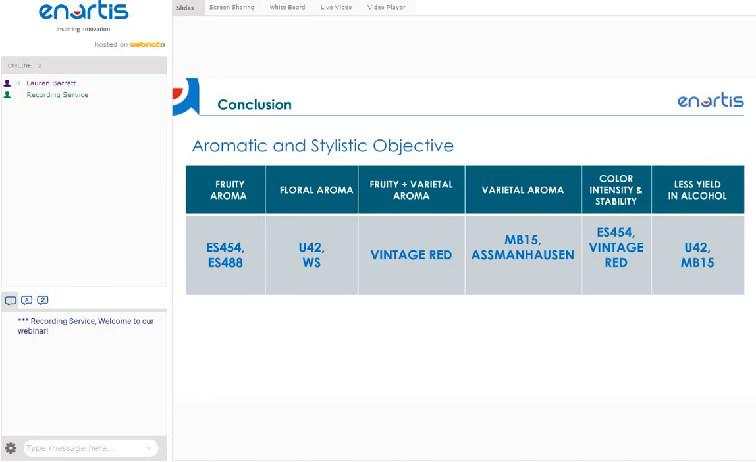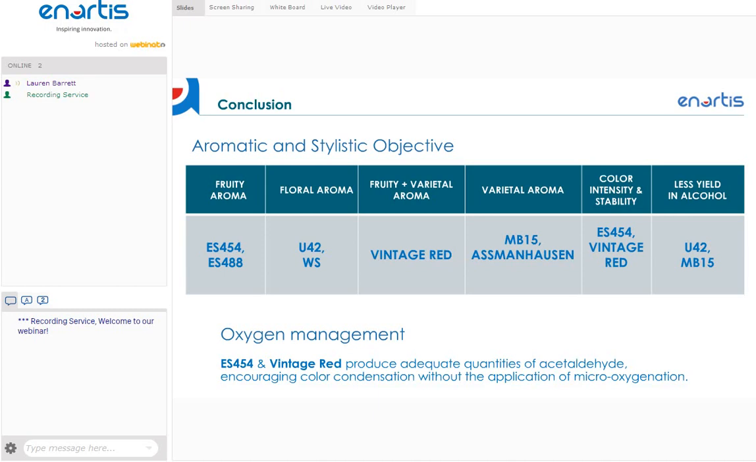Another important consideration is oxygen management, and some producers are applying micro-oxygenation. One thing I wanted to point out is that with ES454 and Vintage Red, what we saw earlier with the data that we presented was that they produce adequate quantities of acetaldehyde. Acetaldehyde is very important in encouraging these color condensations. So in a sense, it's a biological color stabilization tool instead of applying micro-oxygenation.